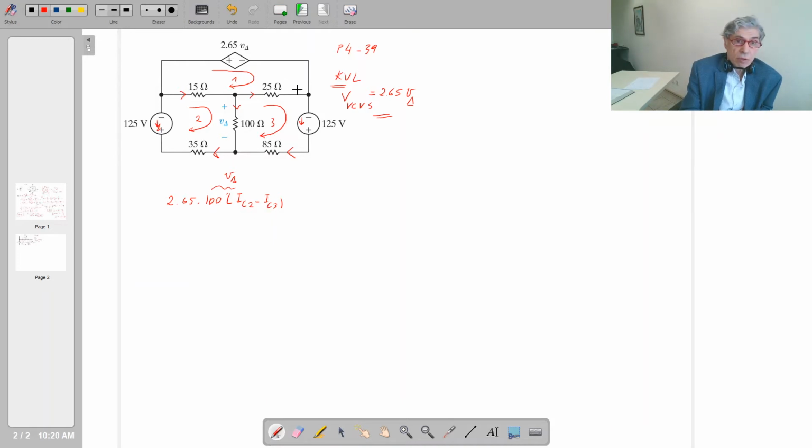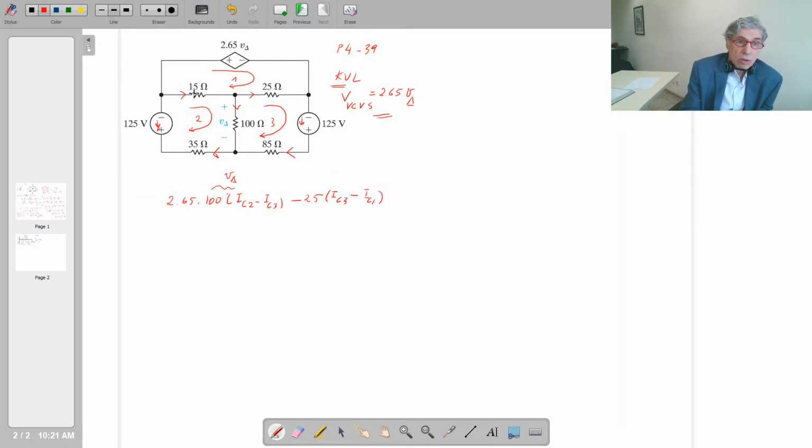So that's this voltage. What about this voltage? Minus the voltage of this. The voltage of this 25 ohm resistor is 25 times IC3, the direction is the same, minus IC1. IC1 goes in the opposite direction, isn't it? This and this are in opposite directions. So minus IC1.